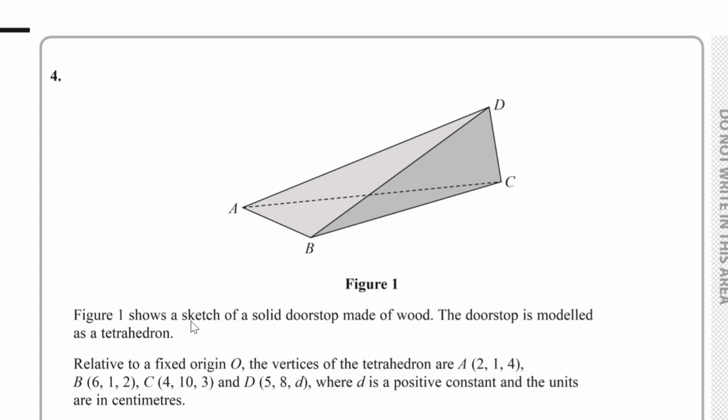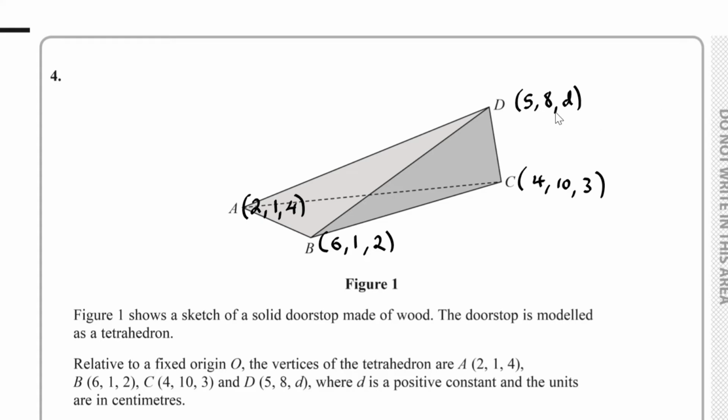Question number 4. Figure 1 shows a sketch of a solid doorstep made of wood. The doorstep is modelled as a tetrahedron relative to a fixed origin O. The vertices of the tetrahedron are A with coordinates 2, 1, 4. Let's just add these to the diagram. A has coordinates 2, 1, 4. B has coordinates 6, 1, 2. C has coordinates 4, 10, 3, and D has coordinates 5, 8, d.